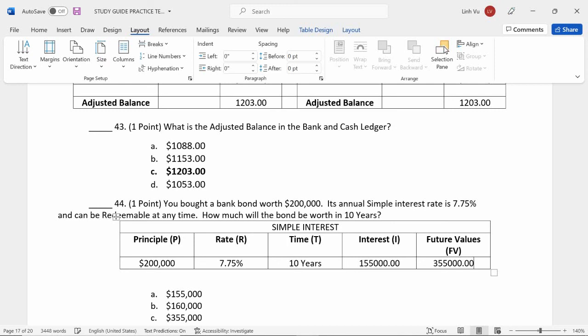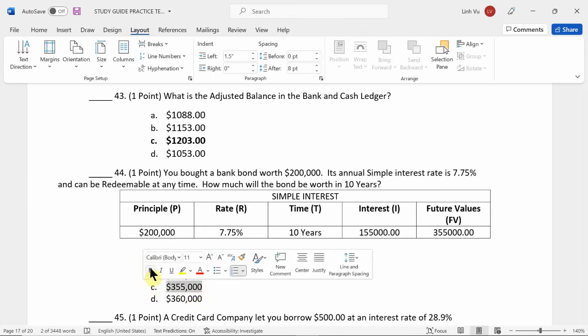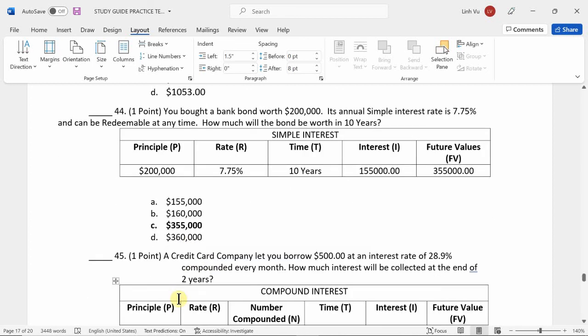$355,000. Good. You have to be careful when reading, because one question will be how much interest will be collected at the end of X amount of years, and the other will be how much it will be worth at the end of X amount of years. So be careful about what the question is asking. Is it asking for interest, or is it asking for future value? In this case, it's asking what the bond will be worth in 10 years, which is future value. So the answer is $355,000.